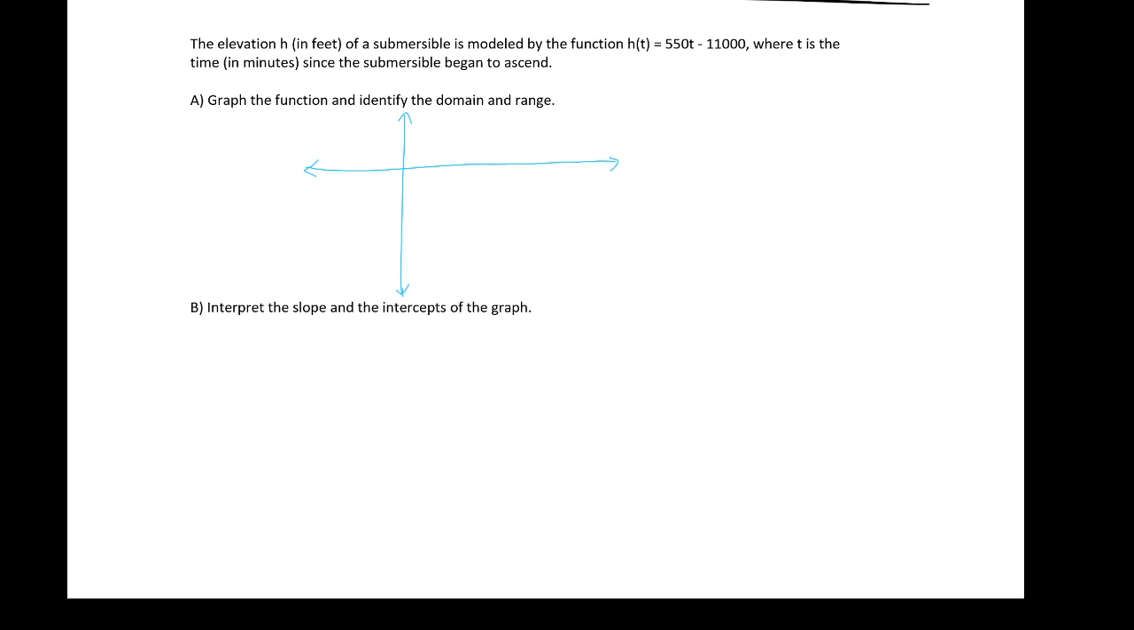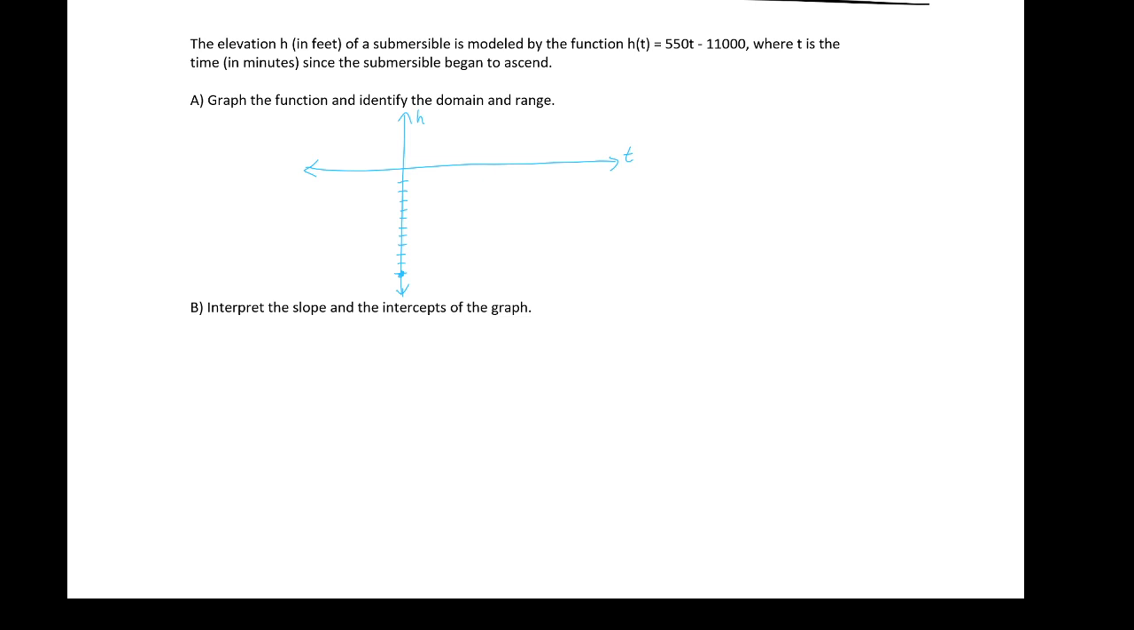So this is going to be, rather than y and x, well, we know this guy is t because that's my independent variable. So we're going to make this other guy h, the h of t. And we're going to go down 11,000. So I'm going to count by thousands. 1, 2, 3, 4, 5, 6, 7, 8, 9, 10, 11. So this is going to be my y-intercept.